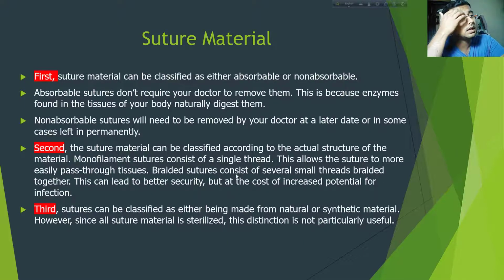Now, what is suture material? Suture material can be classified as absorbable or non-absorbable. The thread and needle with thread together are called the suture material. Absorbable sutures don't require your doctor to remove them, because enzymes found in the tissues of our body naturally digest them. Non-absorbable sutures will need to be removed by your doctor at a later date, or in some cases left permanently. Sometimes non-absorbable suture is used for mass closure or where tension is usually being produced.